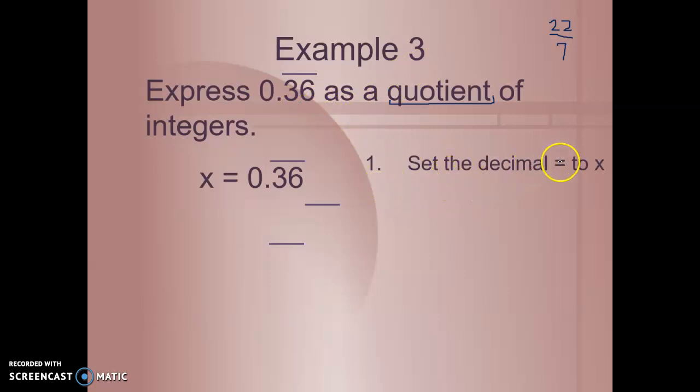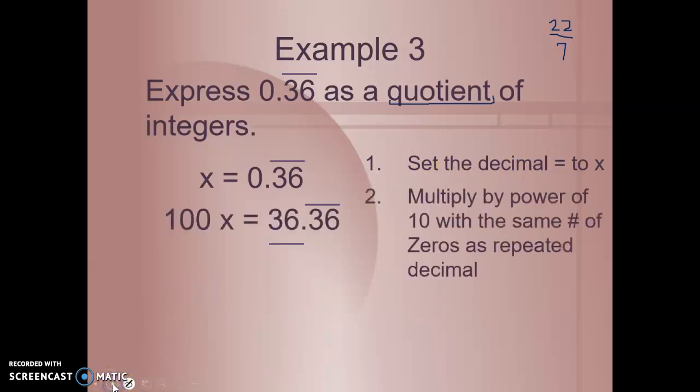We first set the decimal equal to the x. So x equals 0.36 repeating. Multiply by a power of 10 with the same number of zeros as the repeated decimal. So we're going to multiply by 100 here. This went to the hundredths place, which is why we multiplied by 100, and we're going to do that again to both sides. Why? Because an equation is equal. It's balanced. We've got to keep the two sides the same.